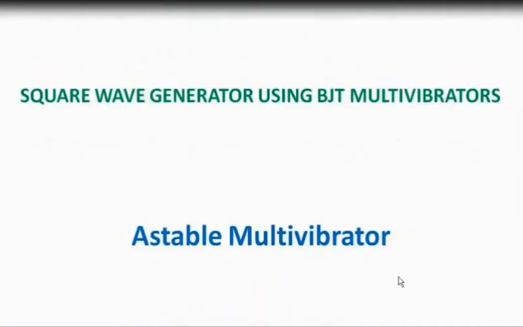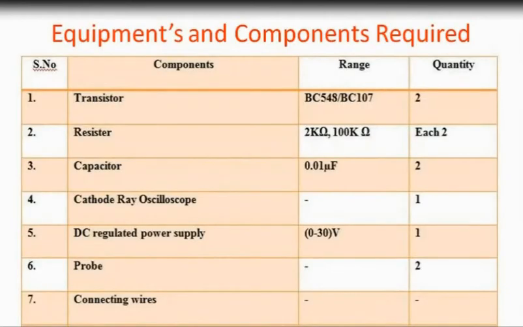In this session, we are going to discuss how to generate a square wave using BJT multivibrators. Among these multivibrators, we are going to discuss the astable multivibrator.